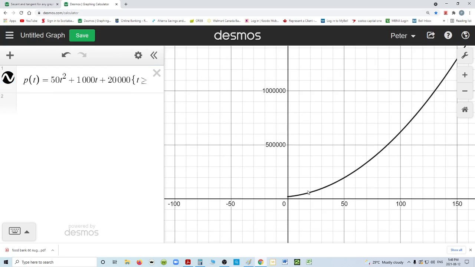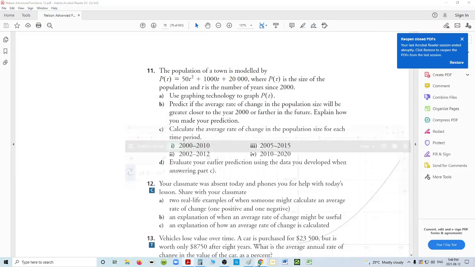And now I have a nice little thing where I can just see my x value will be my year, and my y value will be the population. Just make sure you understand the size of the population and the number of years. And so 0, when it starts, is the year 2000.